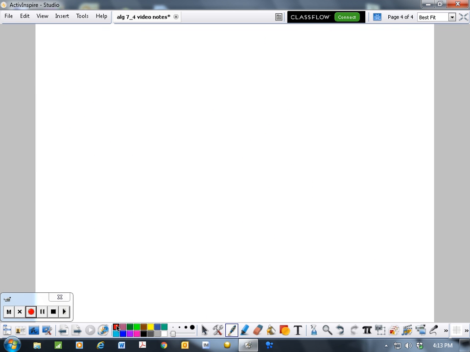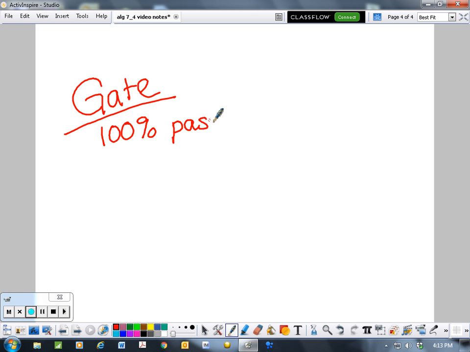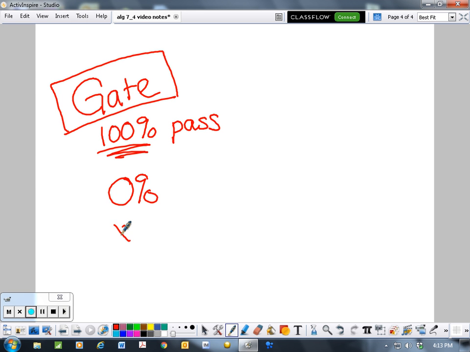And a gate quiz means that you have to get everything 100% correct to pass. So either you get 100% or you get a 0. As soon as you get something wrong, it's considered a 0. And that's what a gate quiz is. A gate means you have to get everything correct to be able to pass, or else you get a 0. And so we're going to have a gate on our x squared problems, and then we're going to have a gate on our ax squared problems.